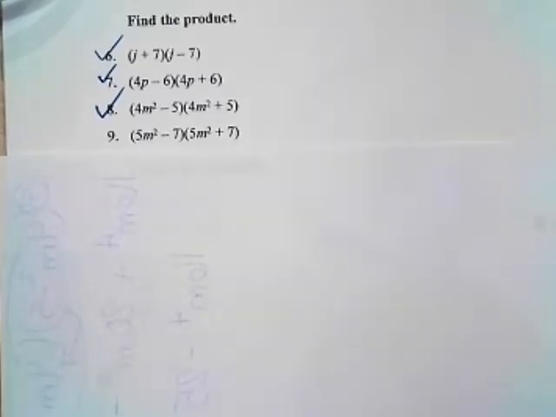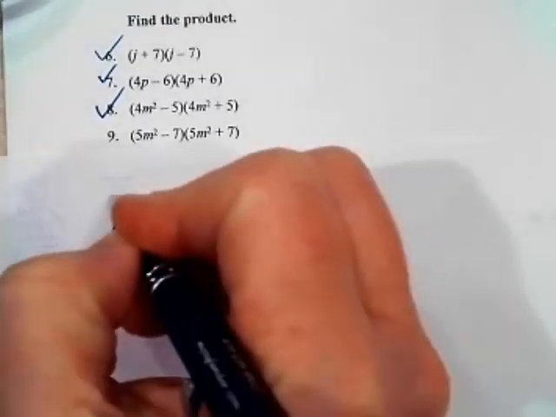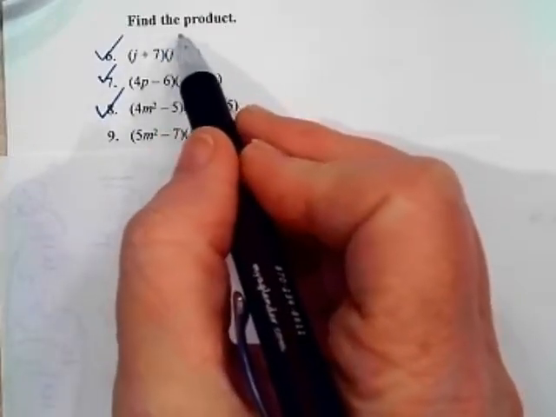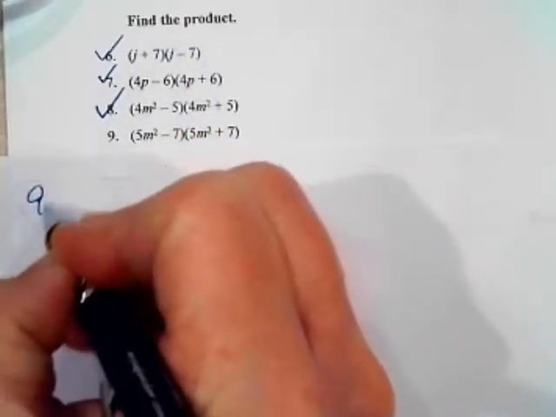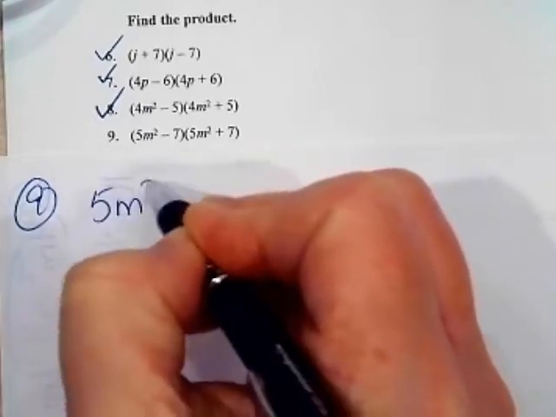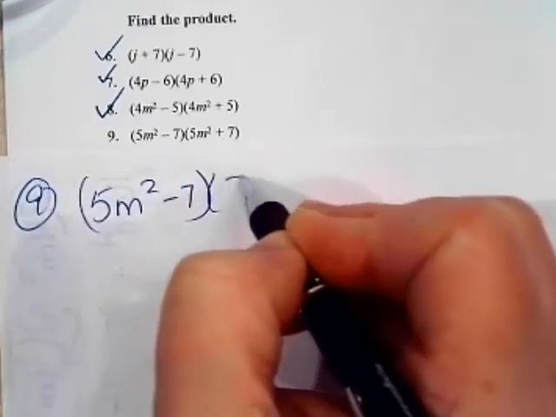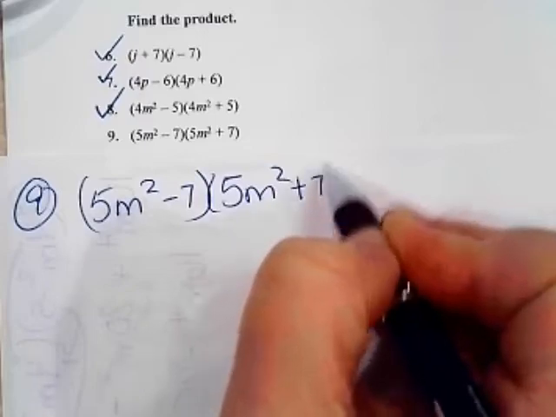Okay, we're going to start video number 2. We're going to start it with number 9. We're finishing up finding the product. So number 9 says 5m squared minus 7 times 5m squared plus 7.